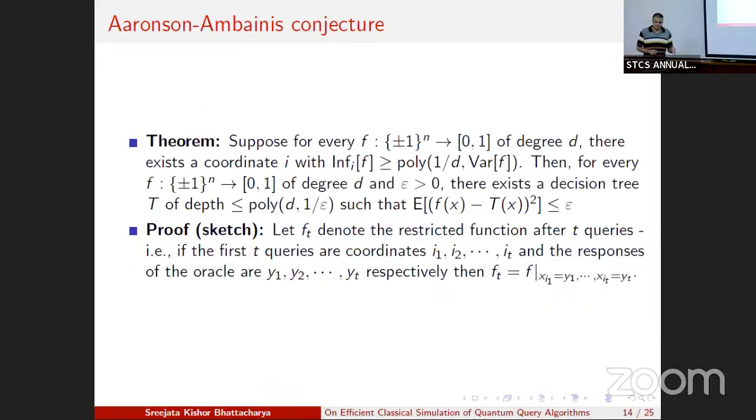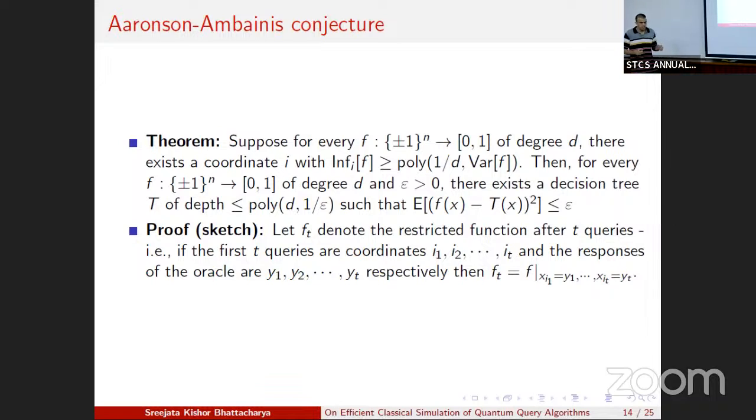So I'll give a sketch of the proof that the Aaronson and Ambainis conjecture implies the folklore conjecture. If it is true that every high variance, low degree function has an influential coordinate, then it also has an approximating decision tree. So here is a proof sketch. We have to design an efficient query algorithm for f.